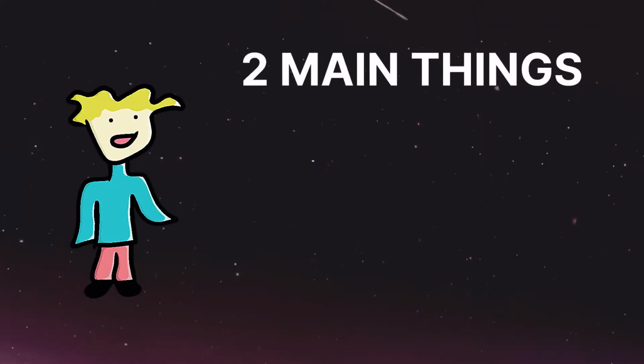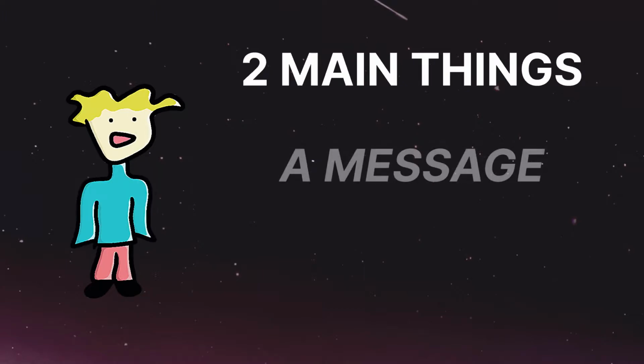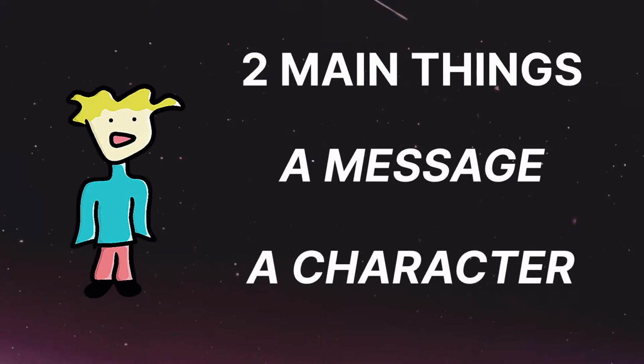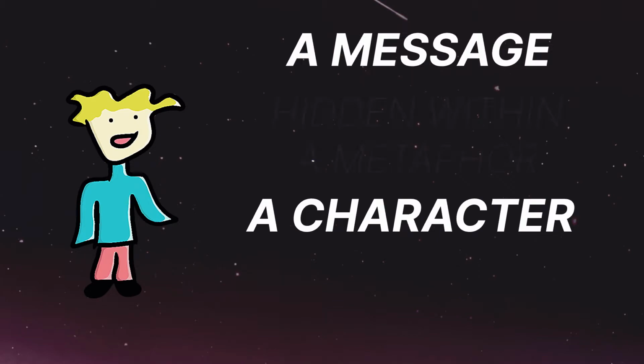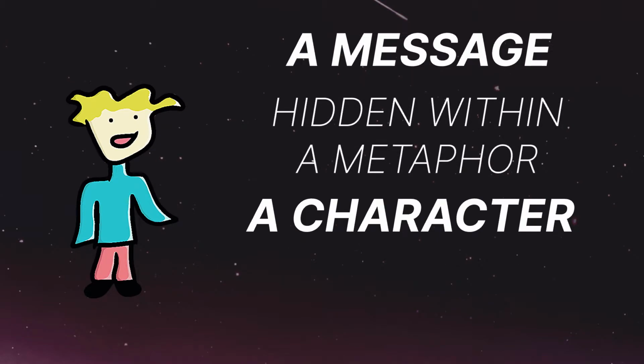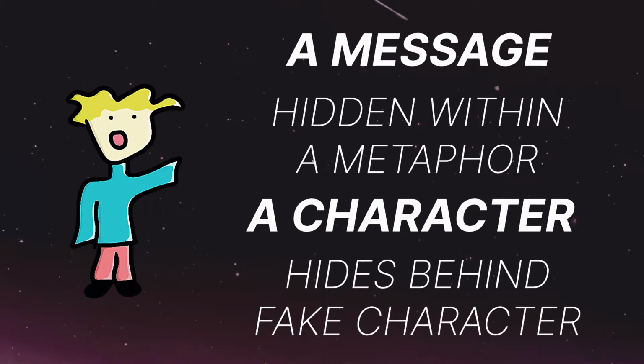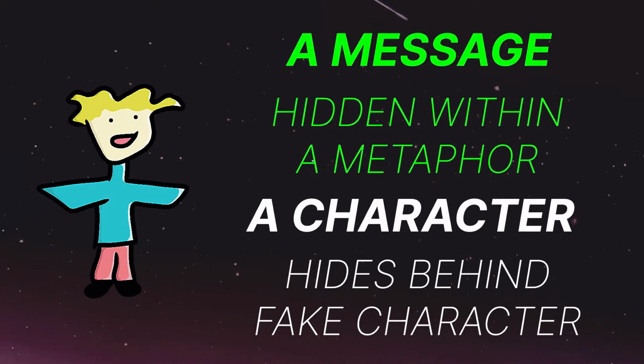So there are two main things that you can hide in a story: a message and a character. A message being something that is hidden within a metaphor, and a character being someone who hides behind the mask of a fake character. But I'm going to start with the first one, a message.